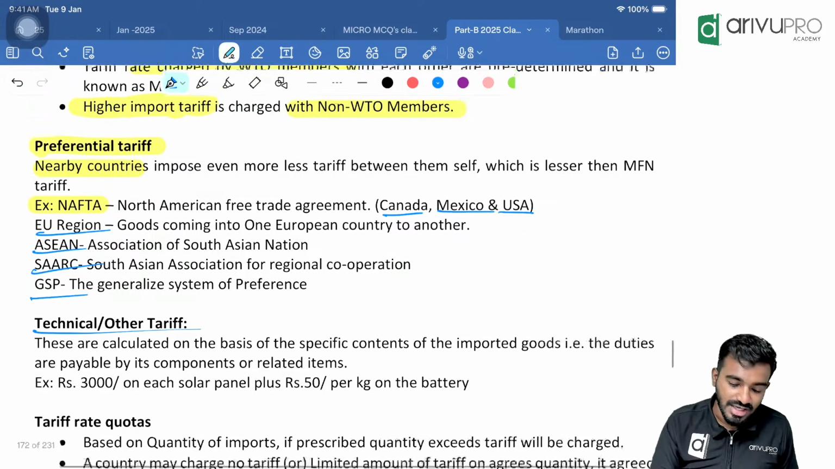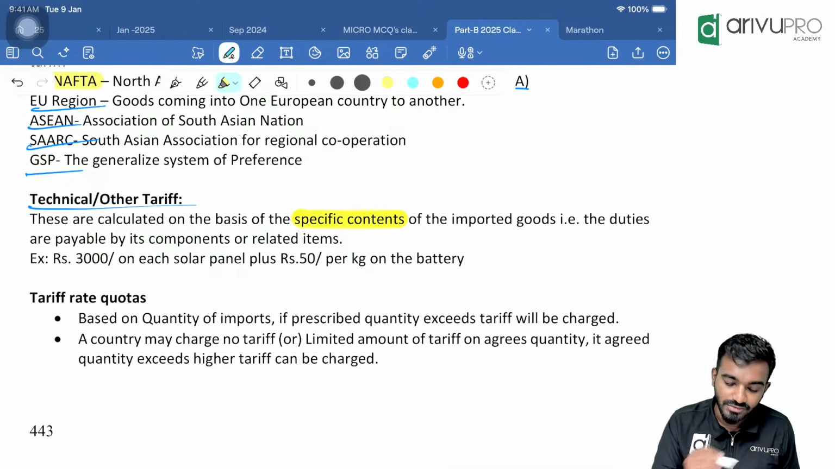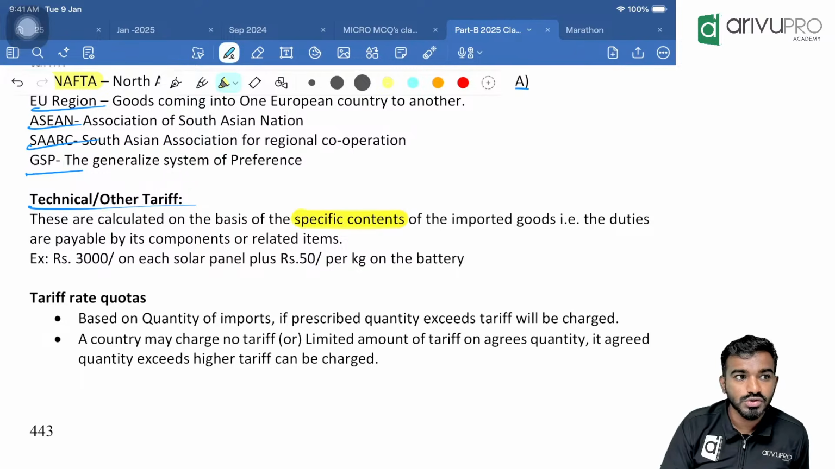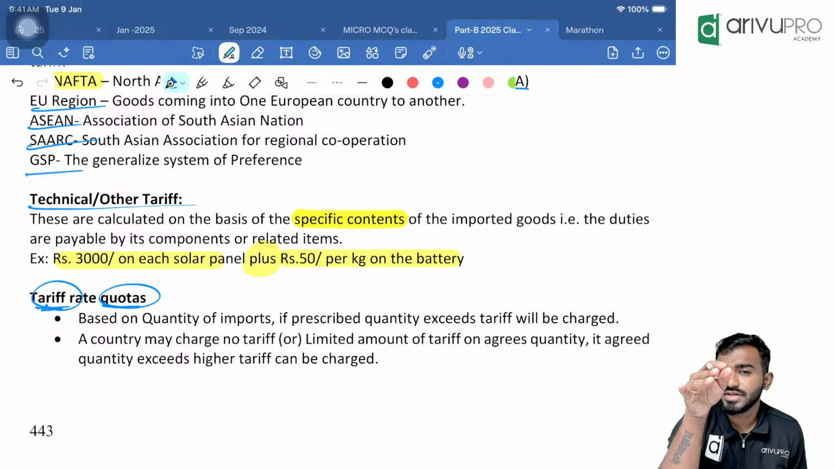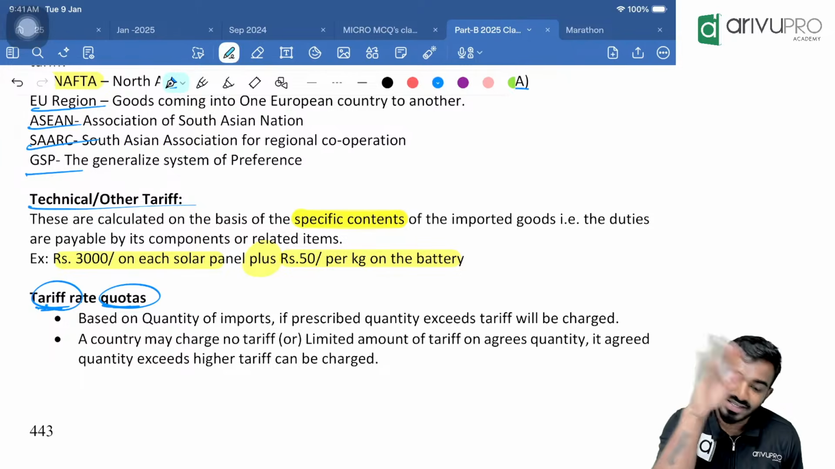Next comes technical tariff. Different spare part, different component, different taxes. Remember this keyword, specific contents. Suppose I'm importing a solar module or solar cells. Solar cell, different tax; on a battery, every kg extra tax, like this, plus additional tax. Different spare part, different tax. Tariff rate quota. See, in this, tax is also there, quantity restriction is also there. Up to a certain quantity, either no tax or very lesser tax. Once that quantity exceeds, higher tax.